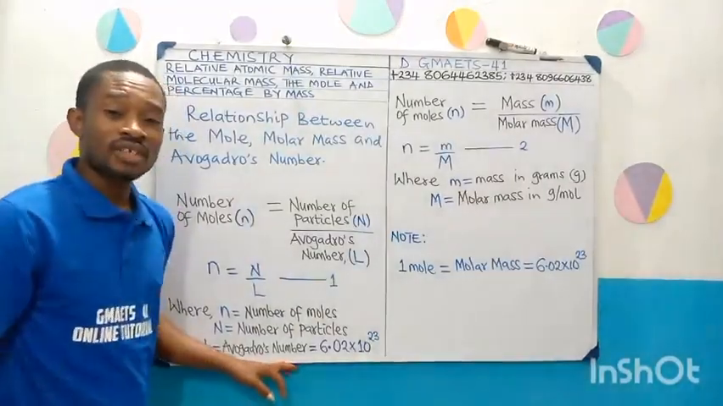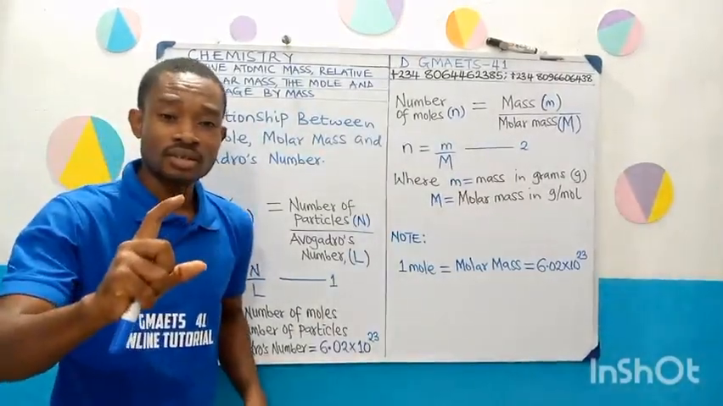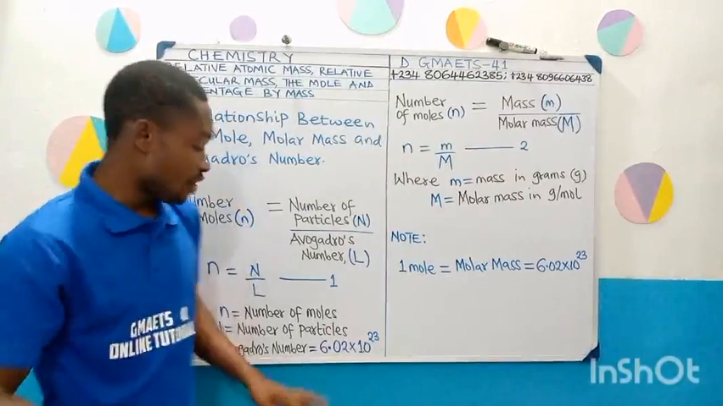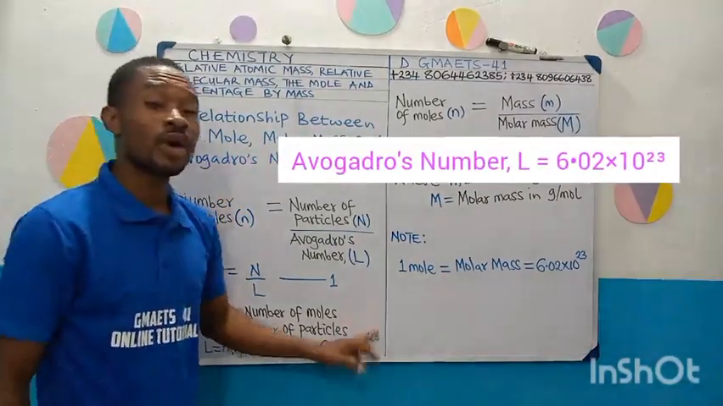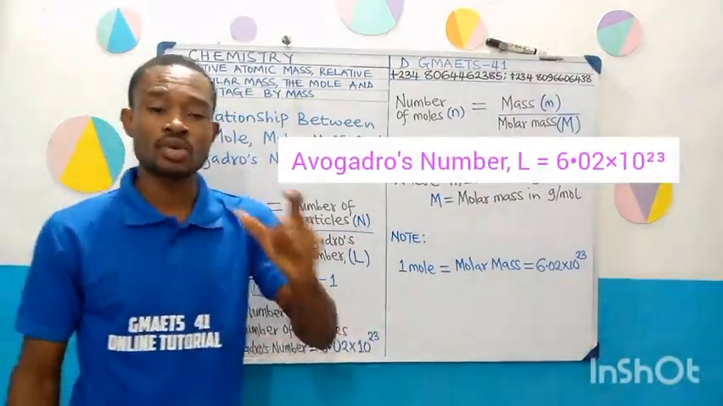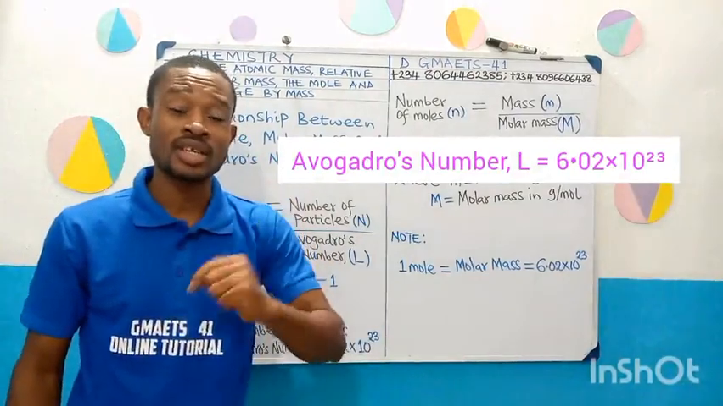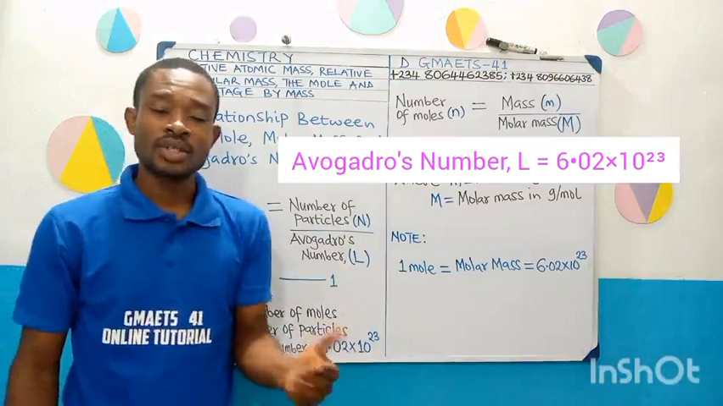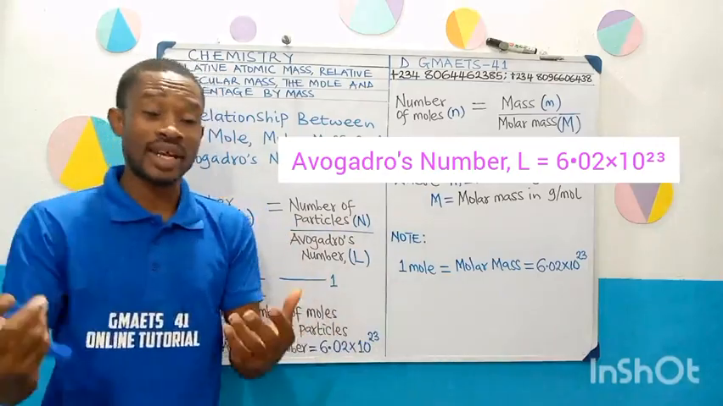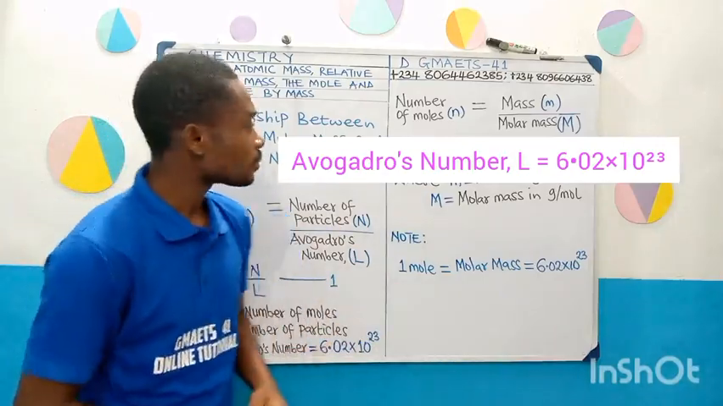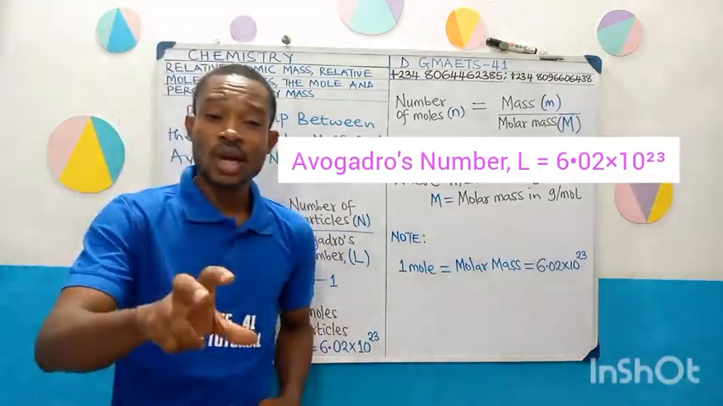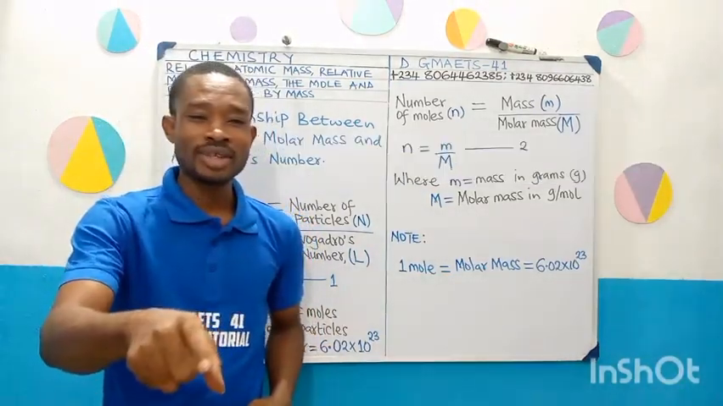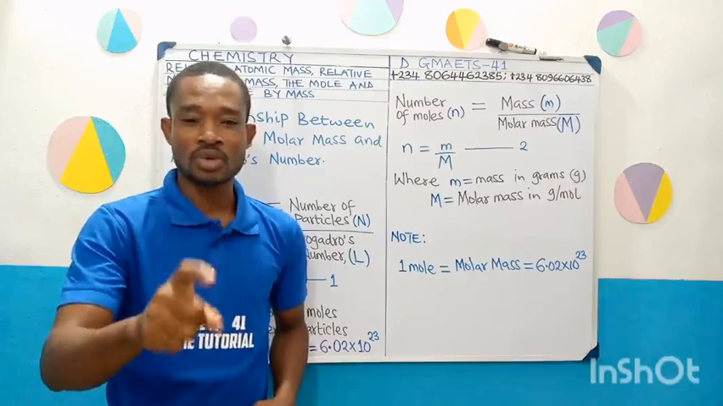L, which is Avogadro's number, is a constant. The value does not change. And the value is 6.02 times 10 raised to the power 23. Sometimes this 0.02 we neglect it. We just have 6 times 10 raised to the power 23. It's still the same. Are you following? So that is one of the formulas I want you to know. Very important formula in chemistry.